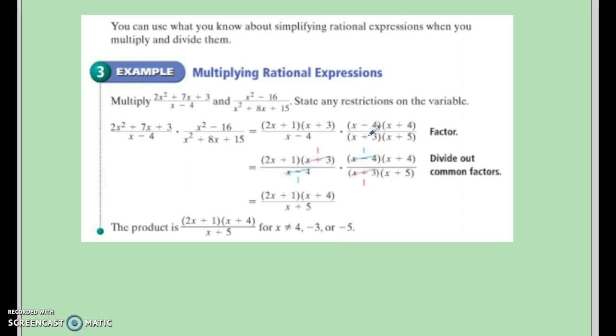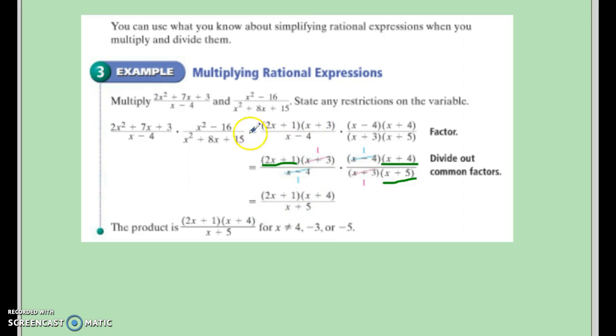So now before I do any multiplying, I want to divide out the common factors. I see I have an x − 4 in the numerator and an x − 4 in the denominator, so those can cancel out. And I have this x + 3 in both the numerator and denominator, so those cancel out. So I'm left with the 2x + 1, the x + 4, and the x + 5. So that's just my product, and I can leave it like this. I don't have to actually multiply it out.